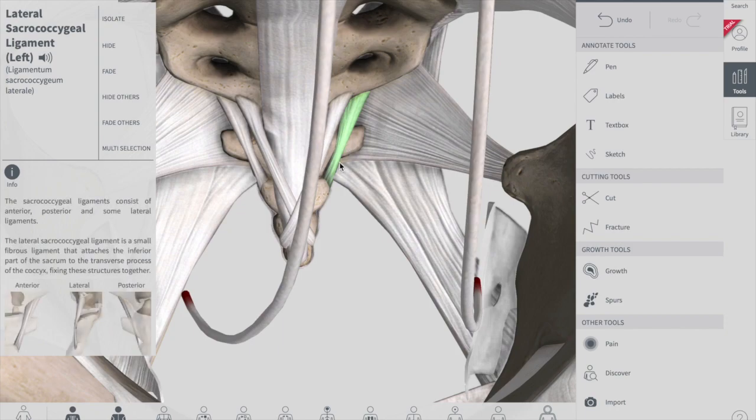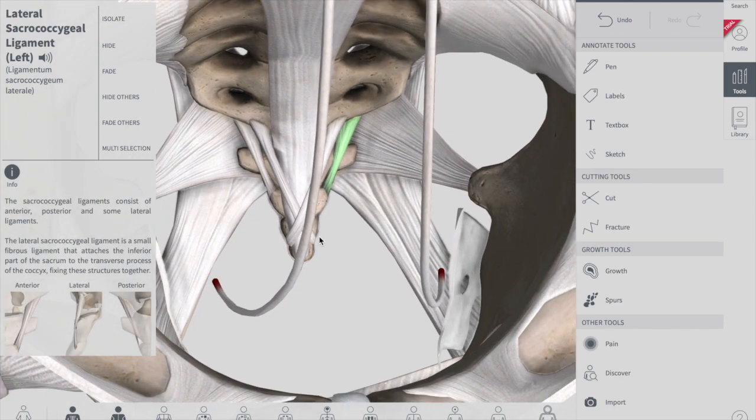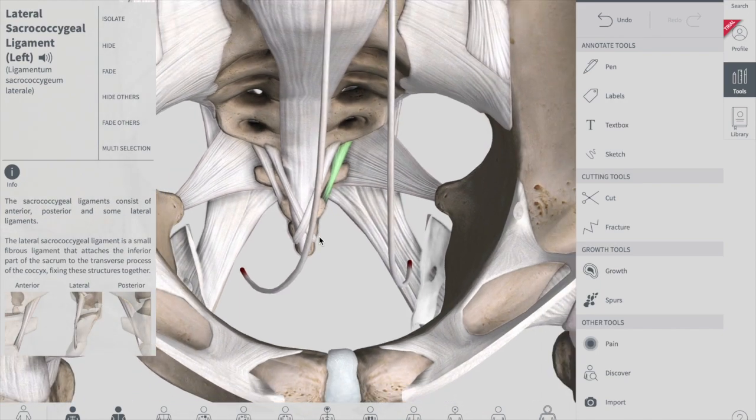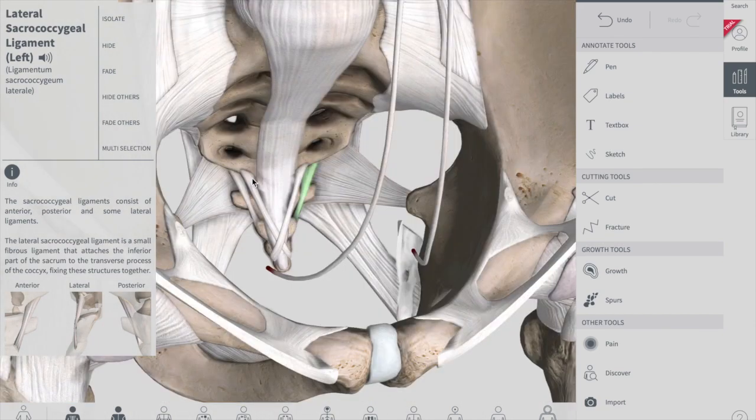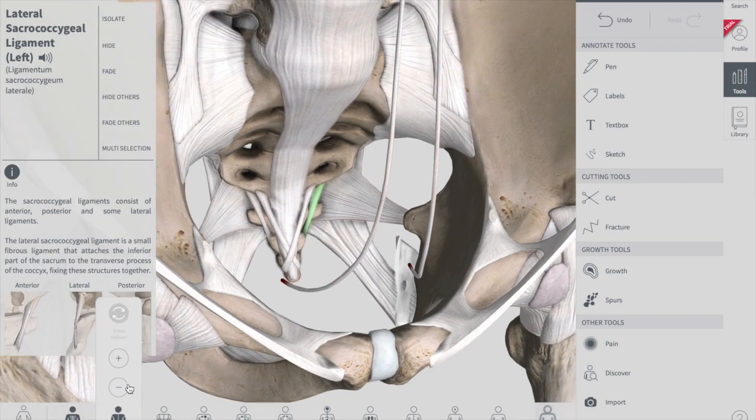We got 2 lateral sacrococcygeal ligaments. Other ligaments which are not shown in this diagram are your deep posterior sacrococcygeal ligament, your superficial posterior sacrococcygeal ligament, and the interarticular ligaments that actually stretch from the cornua of the sacrum to the cornua of the coccyx on the posterior surface in between the coccyx and the sacrum.